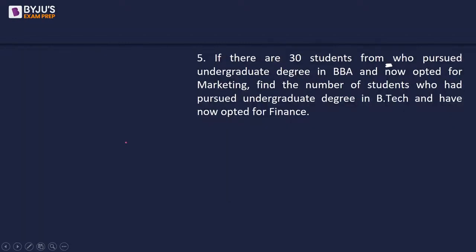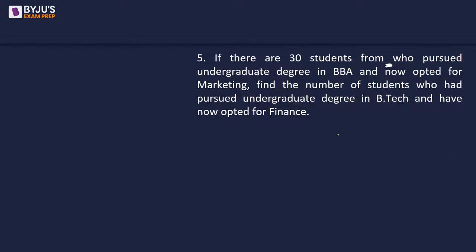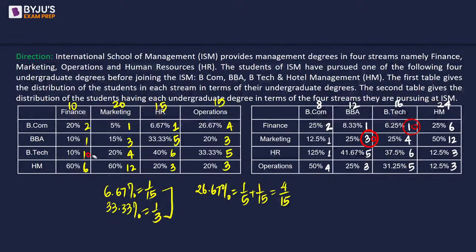Find the number of students who have pursued undergrad degree in BTech. So we need the BTech and finance combo. If I have put a 0 there, I am supposed to put a 0 there. Either the left hand side table or the right hand side table will do, because they are now related. We do not have fractional values anywhere. So the answer for this is going to be 10. ठीक है, from नहीं होना चाहिए था. So if there are 30 students who pursued BBA and opted for marketing, the answer is supposed to be 10.